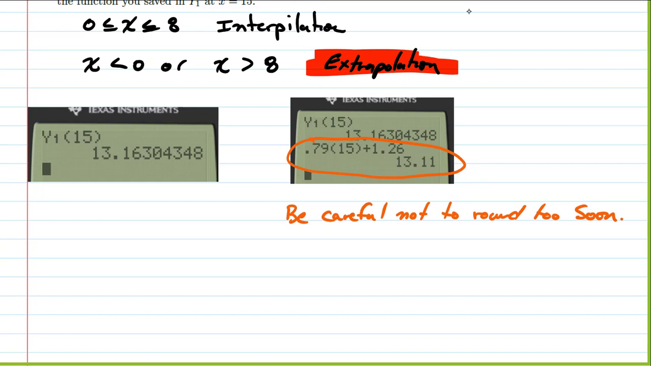So one of the common problems that happens when people miss these problems is they do everything correct and then they just round too soon. So as a good rule of thumb, always just store your regression equation and don't round too soon. All right, so that's basically how we are going to find a linear regression on our calculator.